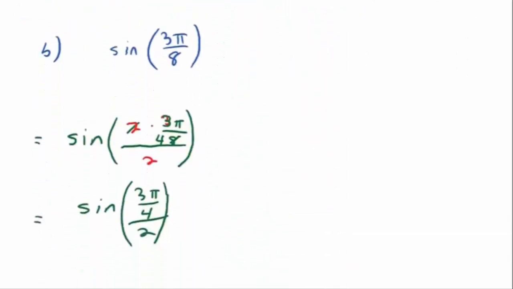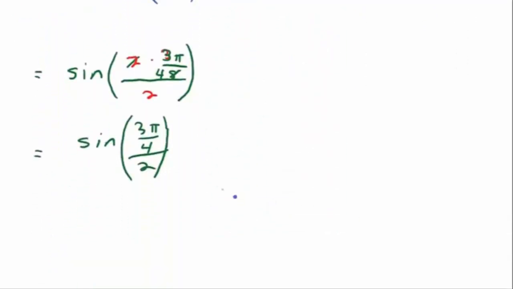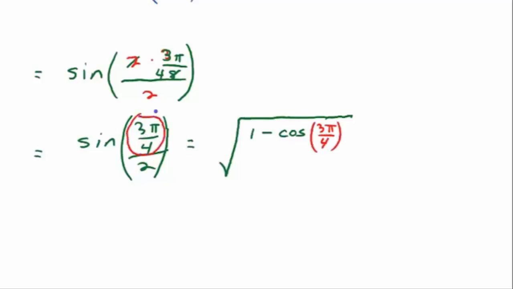Okay. So let's fill it in. We get the positive square root of 1, this time it's minus cosine of, okay, alpha in this case is the 3 pi over 4. This guy is acting like alpha now. And then it's that whole thing underneath the radical divided by 2.